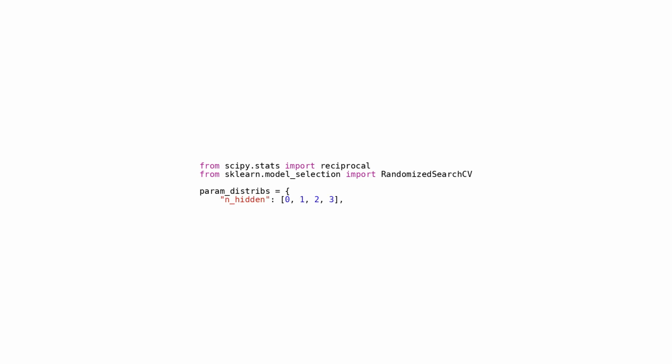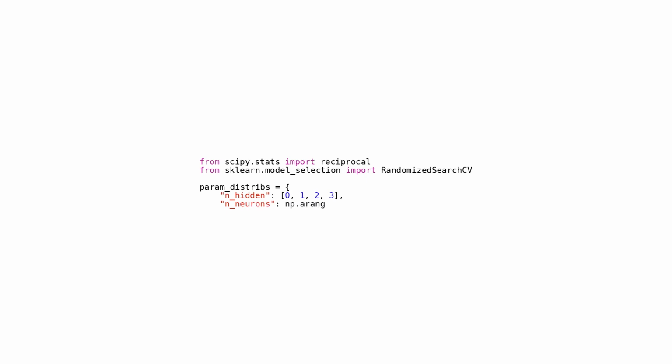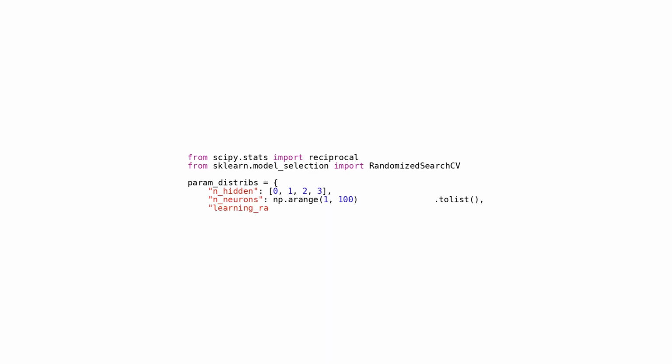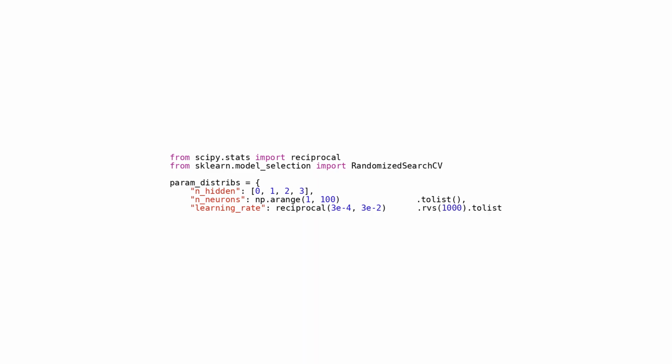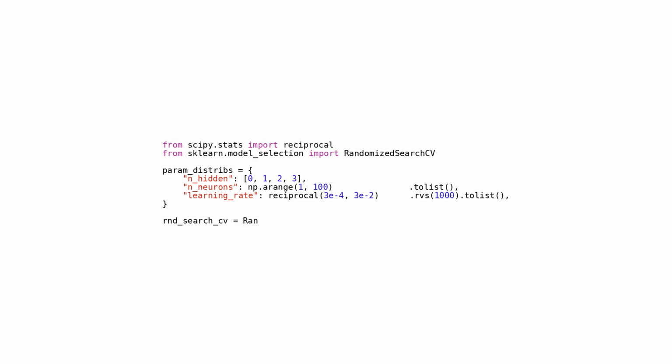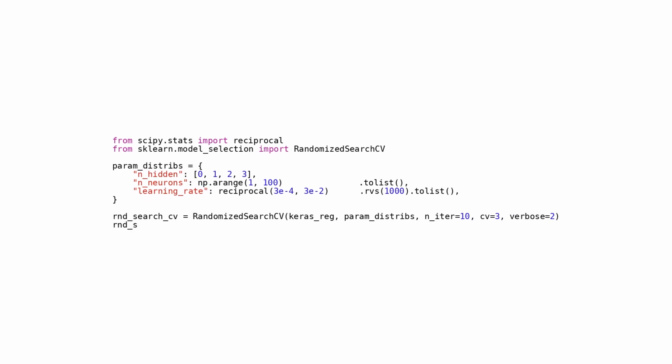This snippet performs hyperparameter tuning for a Keras model using randomized search cross-validation. Here is an overview of each component. 1. SciPy.stats.reciprocal. Utilized to sample hyperparameters from a reciprocal distribution. Specifically, it is used to sample learning rates between 3e-4 and 3e-2. 2. sklearn.model_selection.RandomizedSearchCV. This class conducts a random search for hyperparameters for an estimator. It fits the model multiple times with different parameter settings and cross-validates the outcomes. 3. param_distribs. A dictionary containing the hyperparameters to be explored during the random search. For example, n_hidden, from 0, 1, 2, or 3, n_neurons, from 1 to 99, and learning_rate, from the reciprocal distribution.